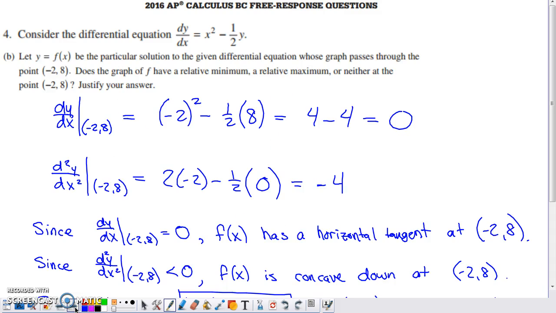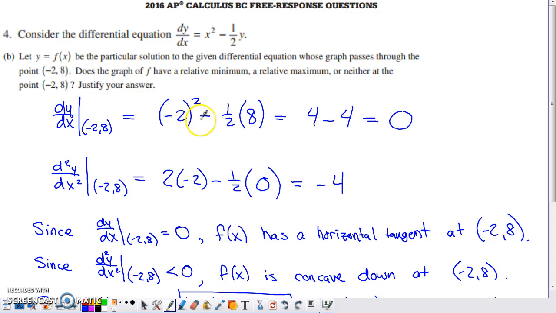Part B says that y equals f of x is the particular solution to the differential equation, and the graph of f of x passes through the point (-2, 8). Then it says, does the graph of f have a relative min, max, or neither at this location? Justify your answer. So what you always are going to hope for is that it's not even a critical number. That's the easy way to say, hey, we don't have either.